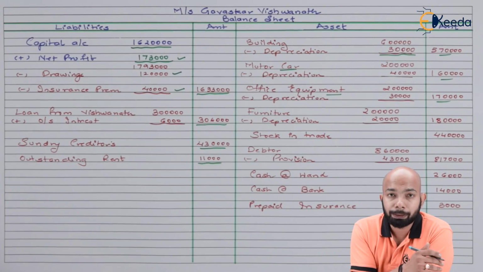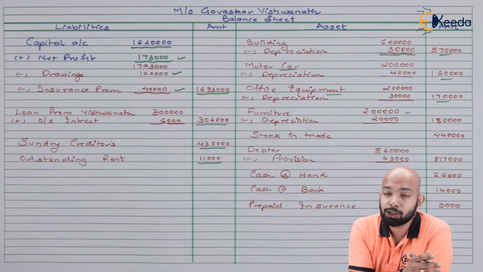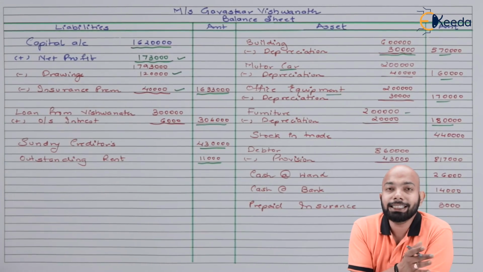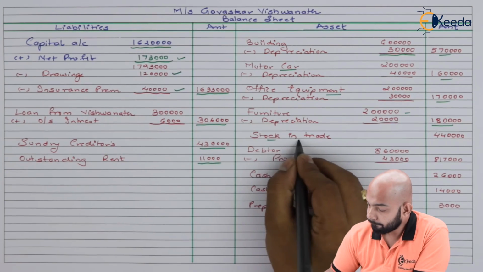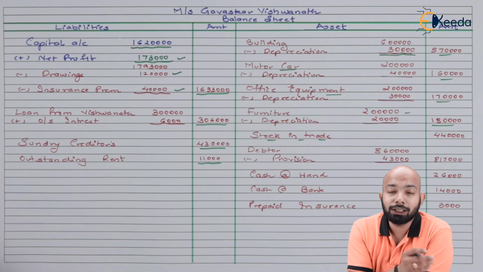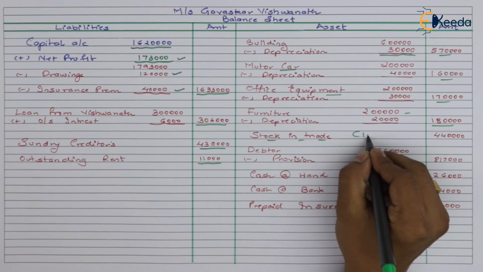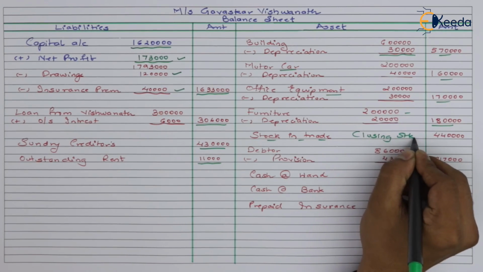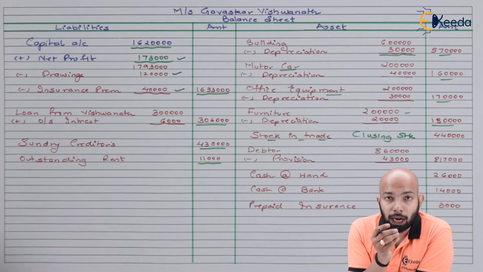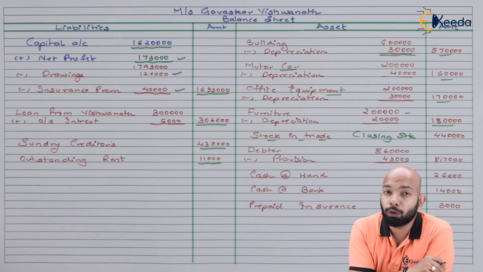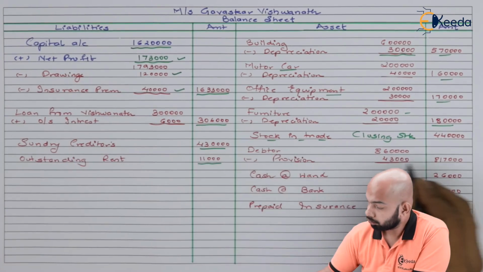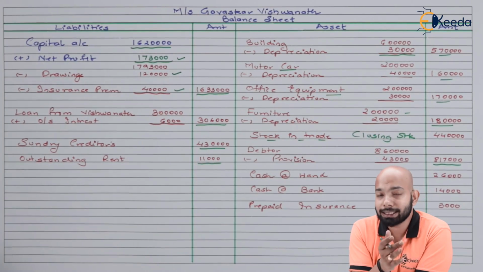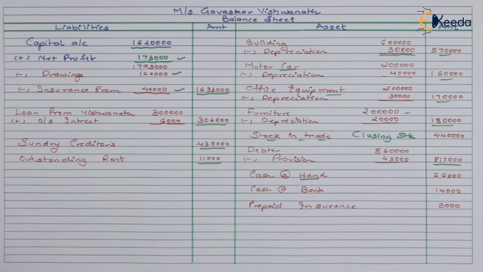Next one will be furniture, 2 lakh rupees. Depreciation subtracted is 20,000. Hence, 1,80,000 is the amount mentioned here. Stock in trade is 4,40,000. That means closing stock. Debtor is 8,60,000, out of which we have to subtract the provision. That means the current provision for 43,000, which we had calculated at 5%. 8,17,000 is the amount that has come out. Next is cash in hand and cash in bank, given as balance in the trial balance itself. And the last one is the prepaid insurance, as it is an asset for us, hence 3,000 has been mentioned there.